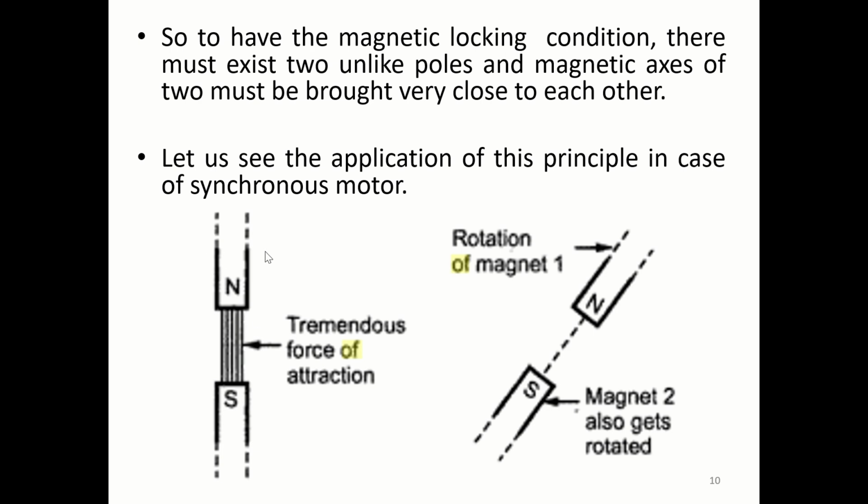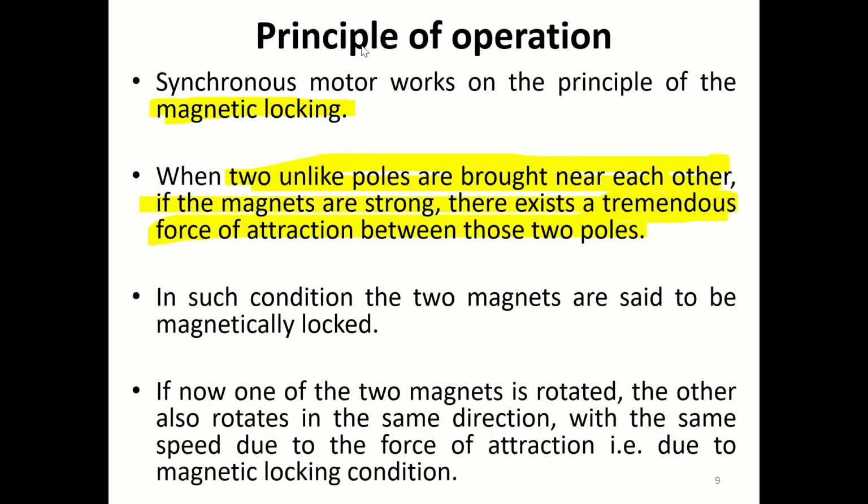So if one pole is rotated, the other pole rotates with it. If same poles come close to each other, they will repel each other. That is the condition where it is not a self-starting motor, which we will see later on. So the principle of operation of a synchronous motor is the magnetic lock condition.